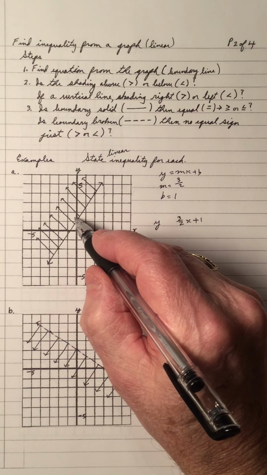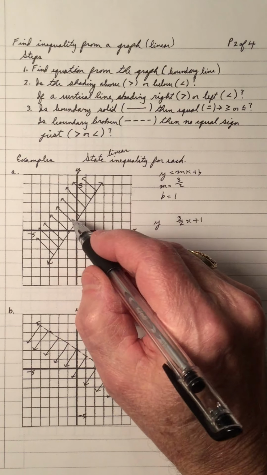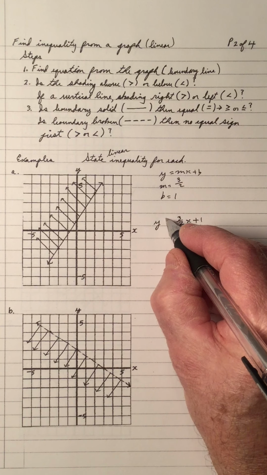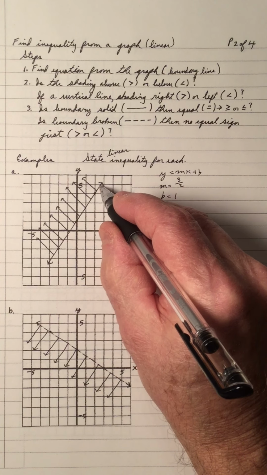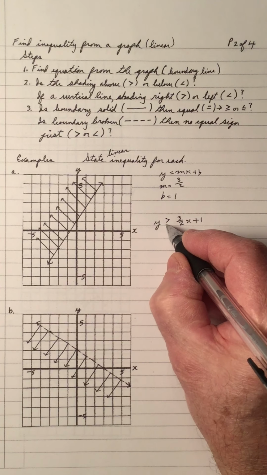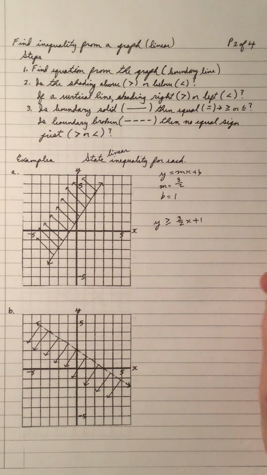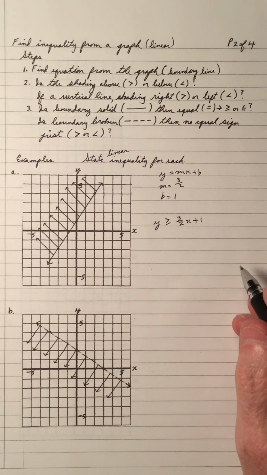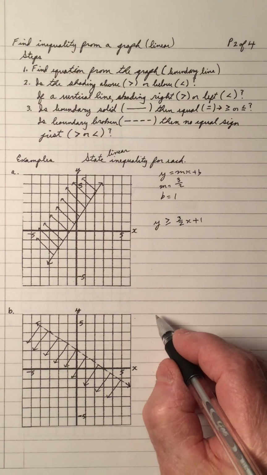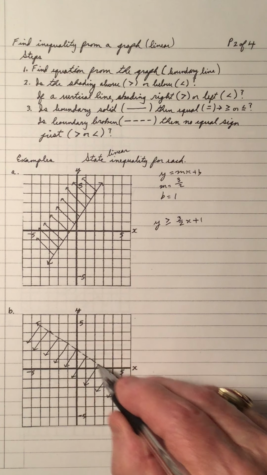Now, the shading is above the line, so therefore it's a greater than, and the boundary line is solid, so it's an equal sign. So that's the inequality that represents that graph. B, again, we have a line.